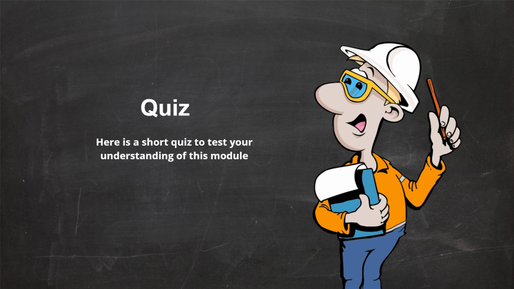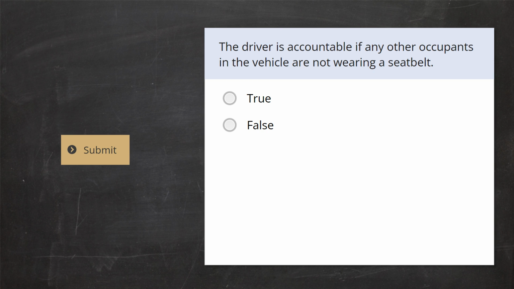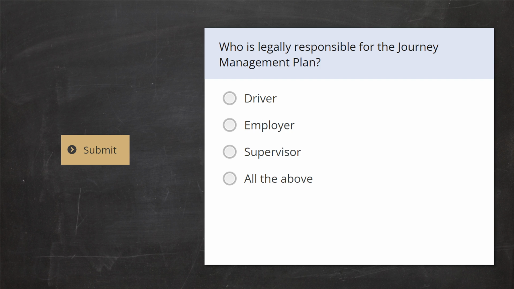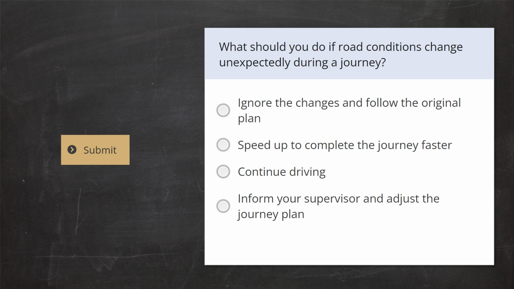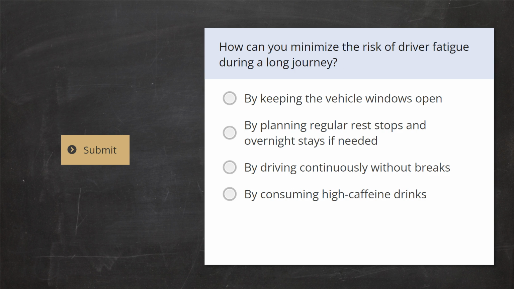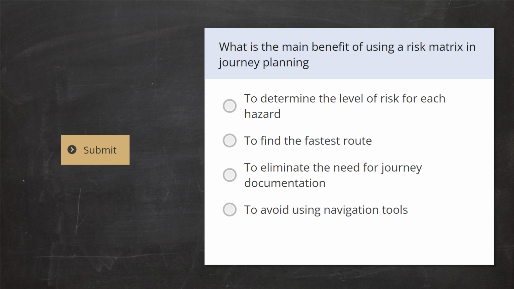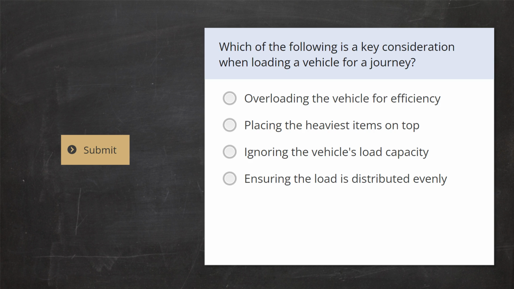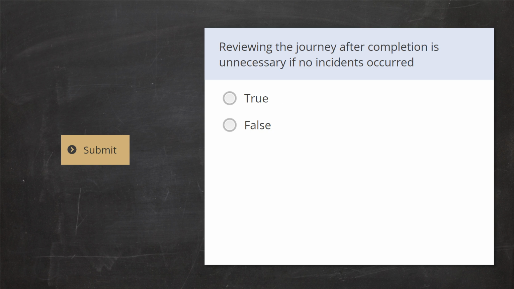Here is a short quiz to test your understanding of this module. The driver is accountable if any other occupants in the vehicle are not wearing a seatbelt. Who is legally responsible for the journey management plan? What should you do if road conditions change unexpectedly during a journey? How can you minimize the risk of driver fatigue during a long journey? What is the main benefit of using a risk matrix in journey planning? Which of the following is a key consideration when loading a vehicle for a journey? Reviewing the journey after completion is unnecessary if no incidents occurred.